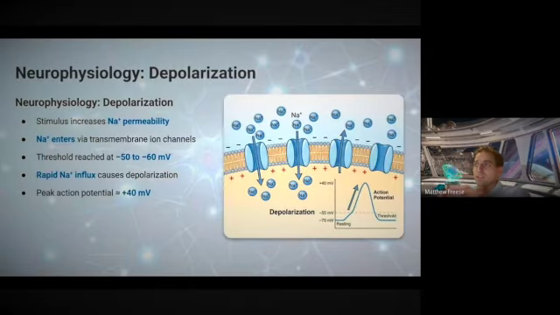Depolarization: when a nerve is stimulated, sodium channels open, sodium rushes in, and the membrane potential rises. Once the nerve hits threshold, about negative 50 to negative 60 millivolts, the process becomes self-propagating, and sodium permeability increases dramatically. The membrane potential reverses, peaking at about 40 millivolts. This is the exact step local anesthetics are designed to prevent.